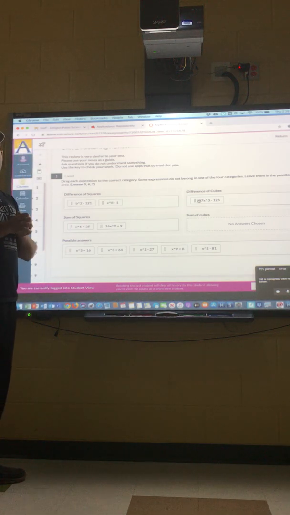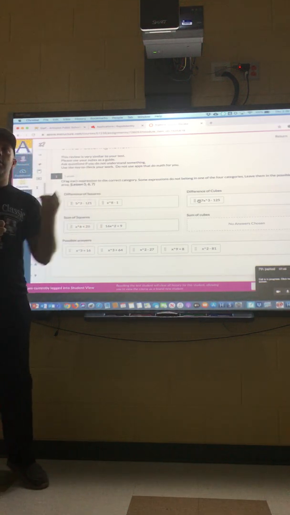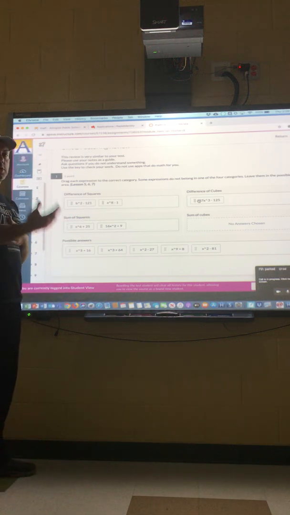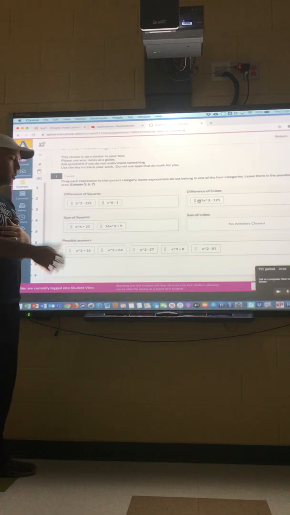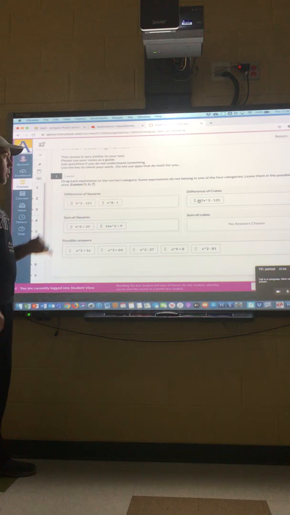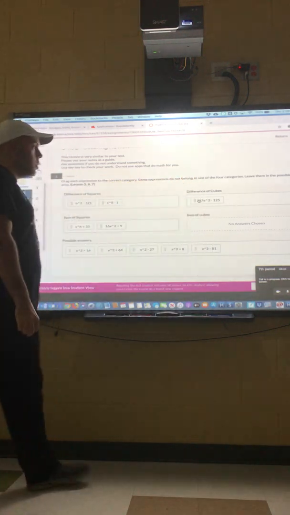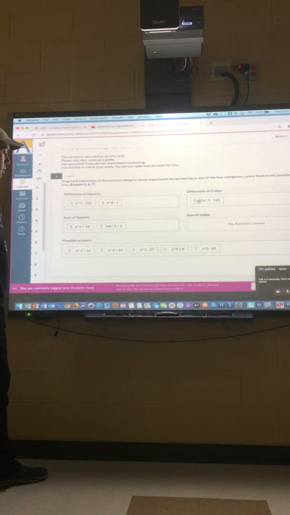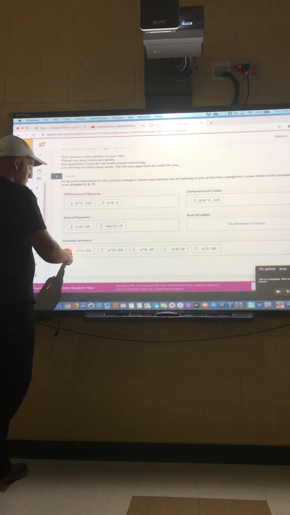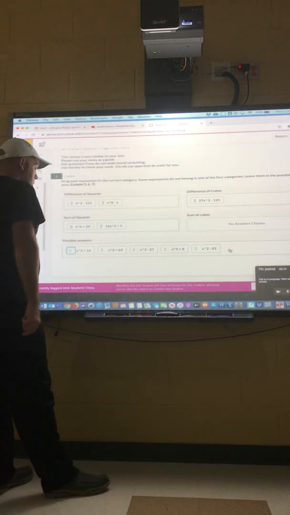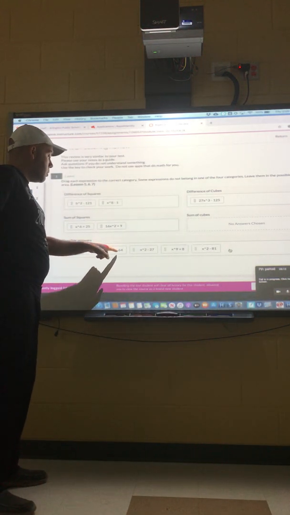Okay, now I see x to the 3rd plus 16. Well, x to the 3rd is a perfect cube because it's an exponent that's divisible by 3. But 16 is a perfect square, and it's not a perfect cube. So that can't go into any of these categories. Again, it said some expressions do not belong in one of the four, so leave them in the possible answers area. That would just stay there. If you want, you could move it over here so we can deal with it later, okay?